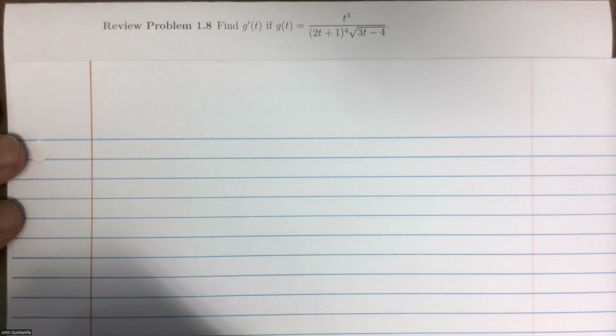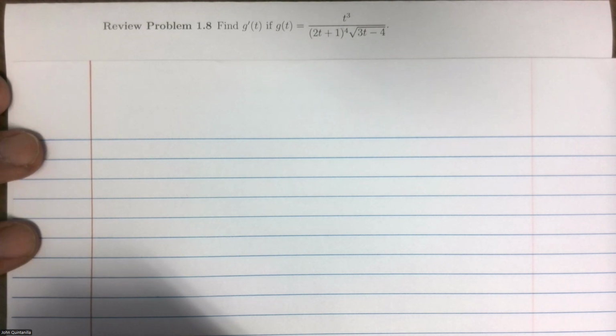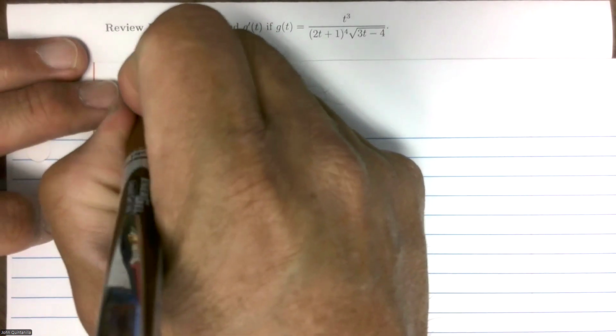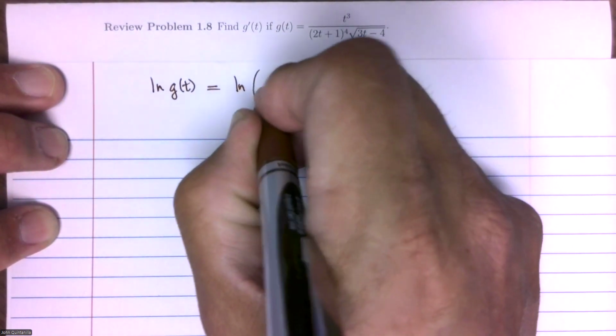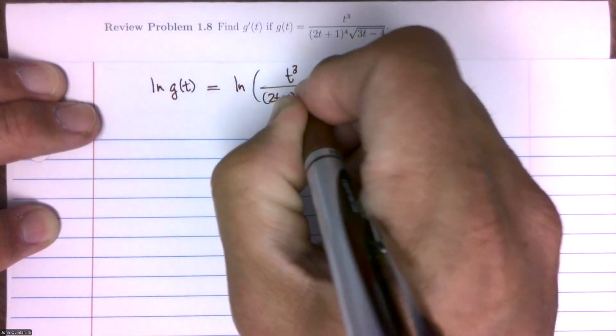It's very, very complicated to try to keep all of the powers and rules straight. However, it can be done that way. Instead, what I'm going to recommend is that we apply logarithmic differentiation. So the first thing that we're going to do is take the natural log of both sides. The natural log of g of t will equal the natural log of, and let me just recopy the right-hand side here.